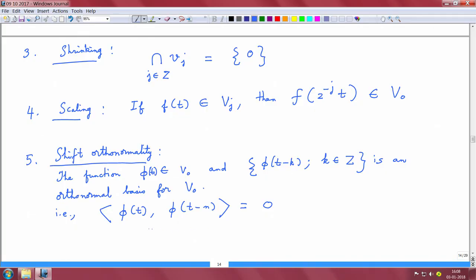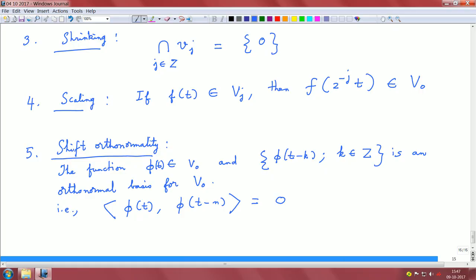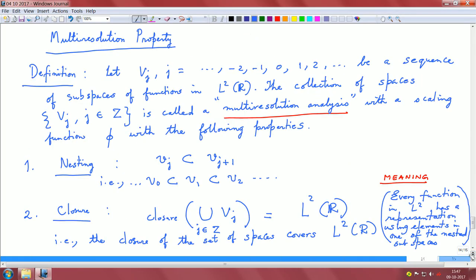Of course, when you look at this equation, the inner product of phi of t with phi of t minus n is equal to 0. This would imply, obviously for n not equal to 0, because when n equals 0 it is coinciding, right. I mean, this is never 0. So if all these properties are satisfied, then it forms a multi-resolution analysis.